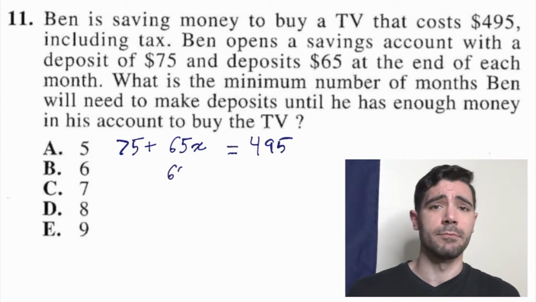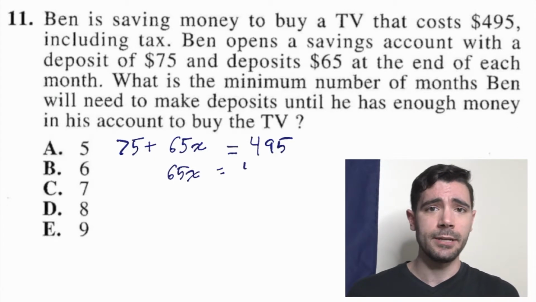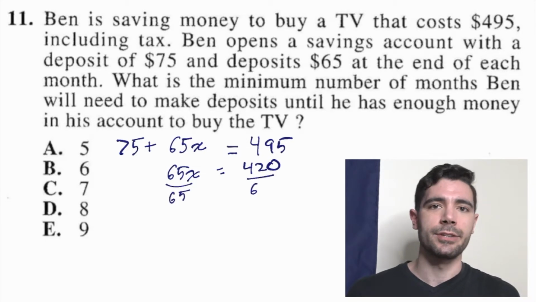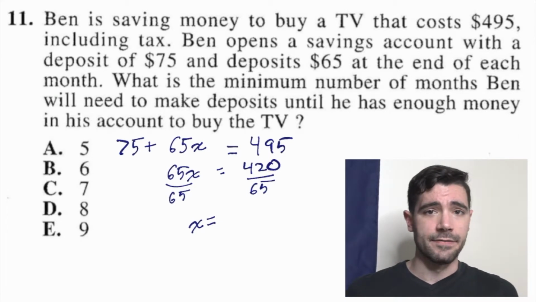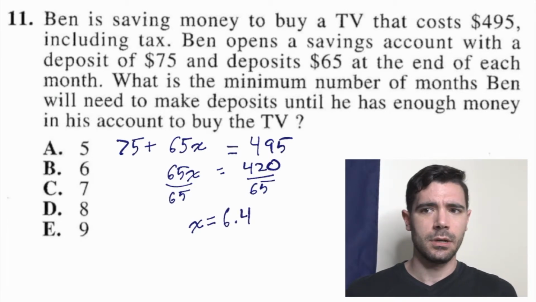We subtract 75 from both sides, so 65x equals 420. And now we divide both sides by 65. So x would equal, oh shoot, you got to do it in your head. No, we live in an exciting time. Use your calculator. 420 divided by 65 is about 6.46. 0.46 of a month. That's tricky.